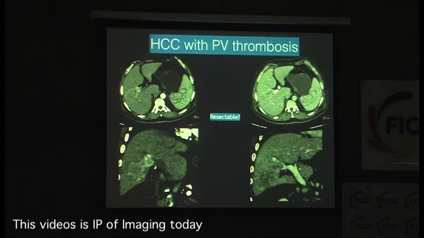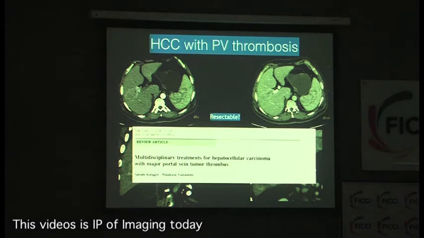This would certainly send the BCLC people into a tizzy. So now what is the protocol regarding HCC with portal vein thrombosis? Should you resect? Well, there is a lot of controversy, but in our hospital, provided there is sufficient future liver volume remnant and the patient is alright and there is no extrahepatic disease, the surgeon will resect.